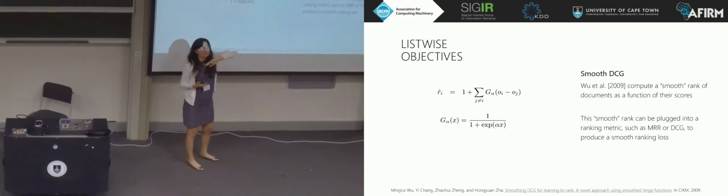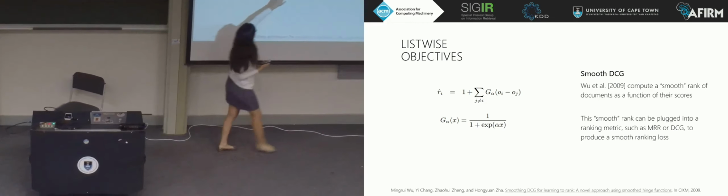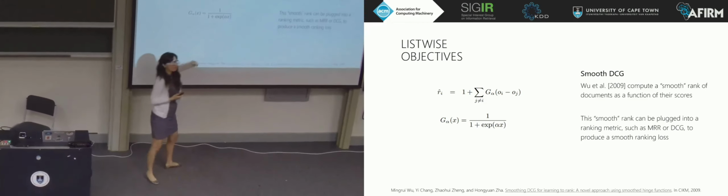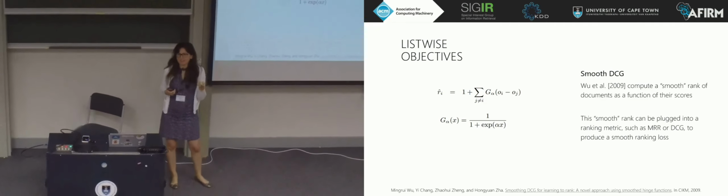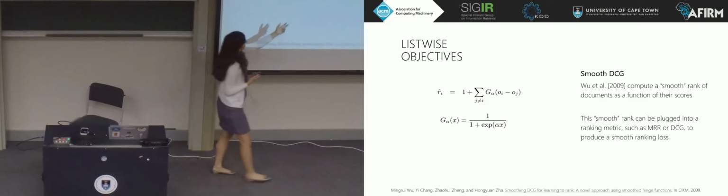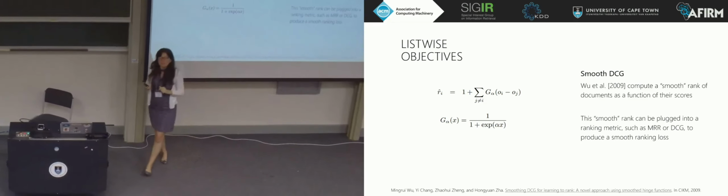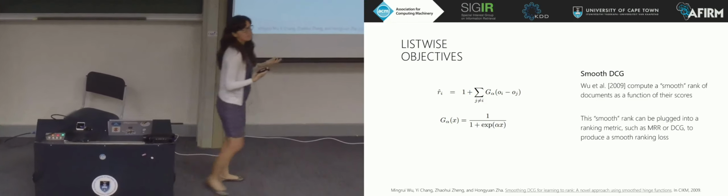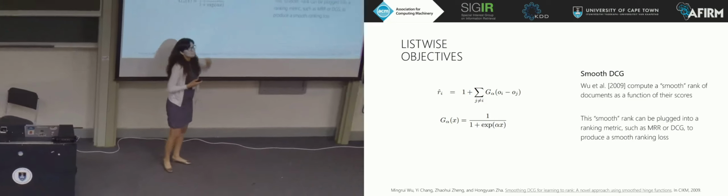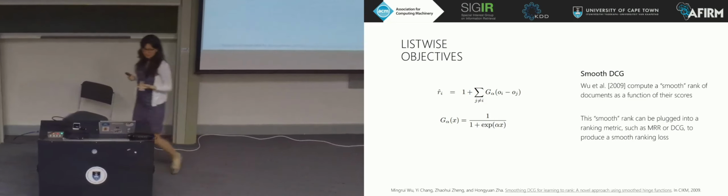And you compute the probability that document I would beat document J, which is this value here, G alpha. Based on that, you assign document I an expected rank. In this particular case, this G alpha was defined by this sigmoid function. And now you have some real valued ranks, and you can optimize the final objective that you have for these real valued ranks.